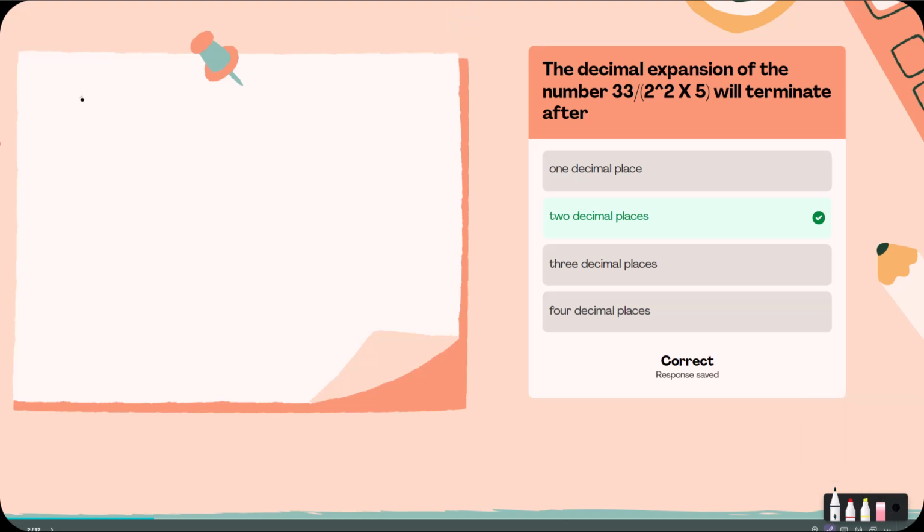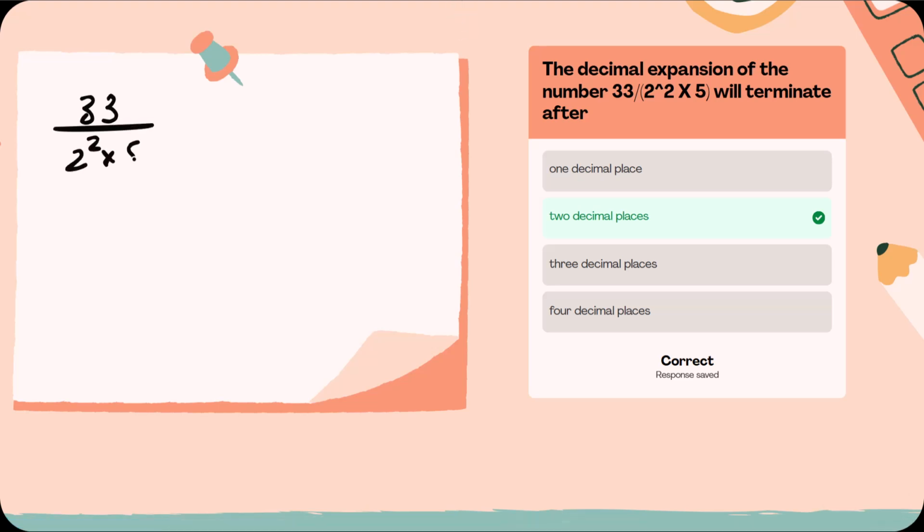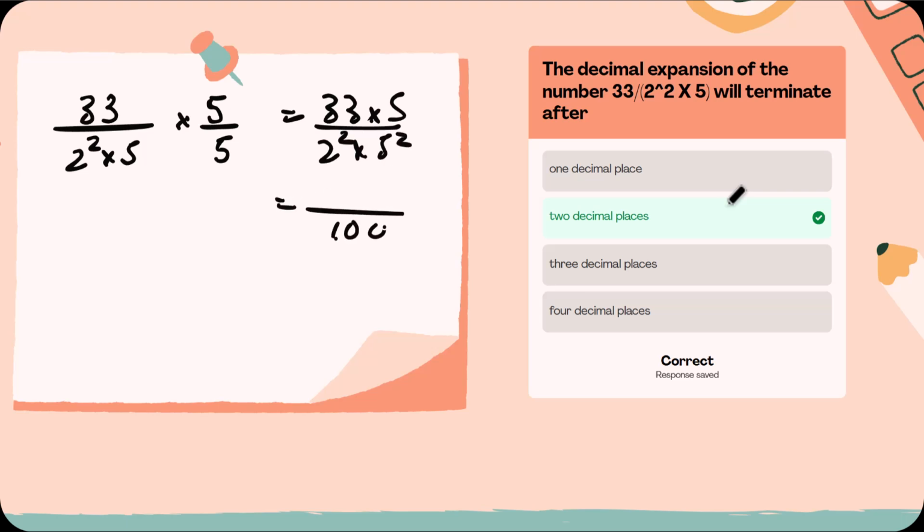We have 33 here, correct? And we have 2 raised to 2 into 5. So if I multiply with 5 raised to 1 on both, it will become 33 into 5, right? By 2 raised to 2 into 5 raised to 2, correct? So what is the denominator? Denominator is 100. So 33 into 5 is how much? 5 3s are 15, 5 3s are 15 plus 1, 165.